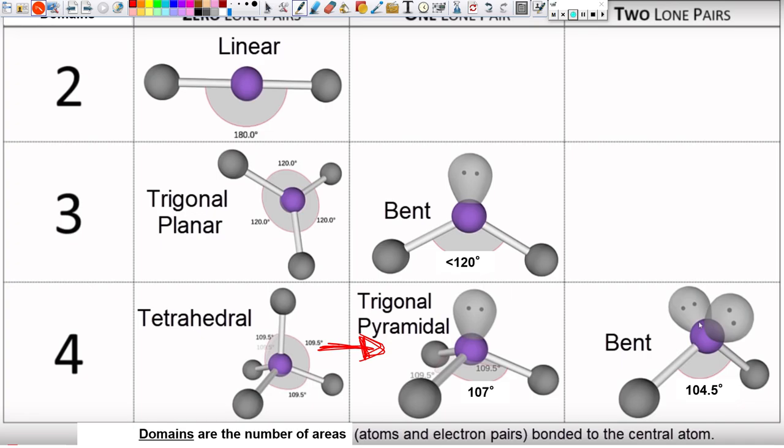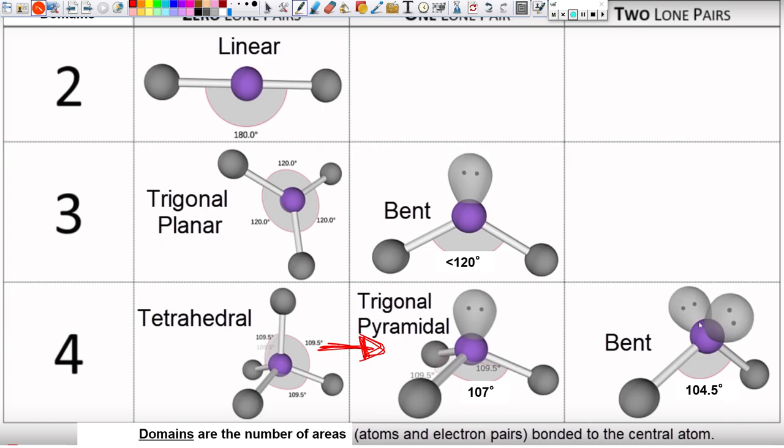So it's AB, how many? AB2. Is there an E? Yes. How many? E2. AB2E2. Does that make sense? Now, did the bond angle continue to go down? Yes. Why? The lone pair takes up more space. Now, what is the name of that molecule?